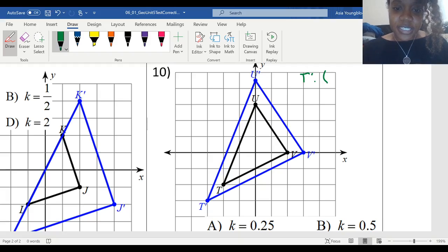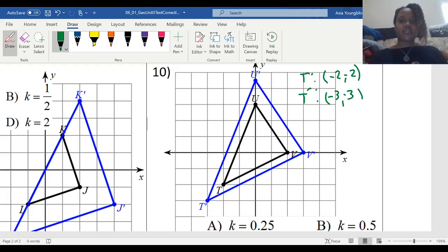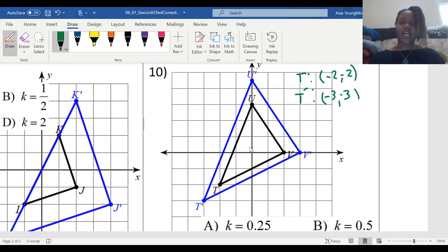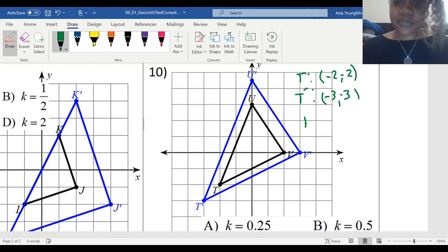The original point T is (-2, -2). T prime is going to be (-3, -3). So this is kind of the example I'm talking about. It's not really as easy to see what you multiply -2 by to get to -3. So in order to find that, we're going to use this process we use for number 9. Our scale factor K is going to equal the new value, -3, over the old value, -2.